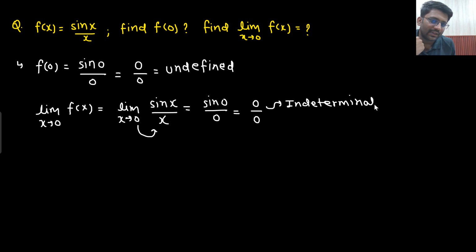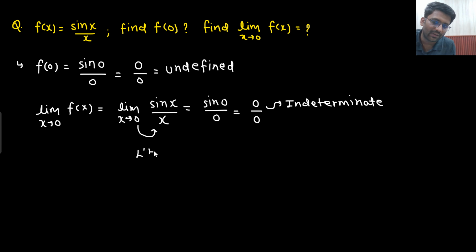Now, no one will argue that, sir, this is not indeterminate, sir, this is undefined. Yes, it is undefined, but we are putting the value of 0 here. That means we are already talking about near to 0. So this value is also near to 0, this value is also near to 0. So indeterminate form I am getting. Sir, what kind of indeterminate form are you getting? 0 by 0 indeterminate form.